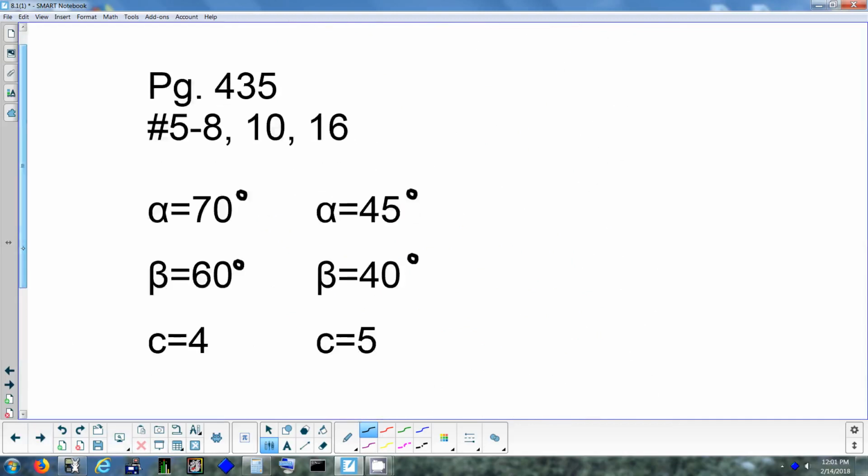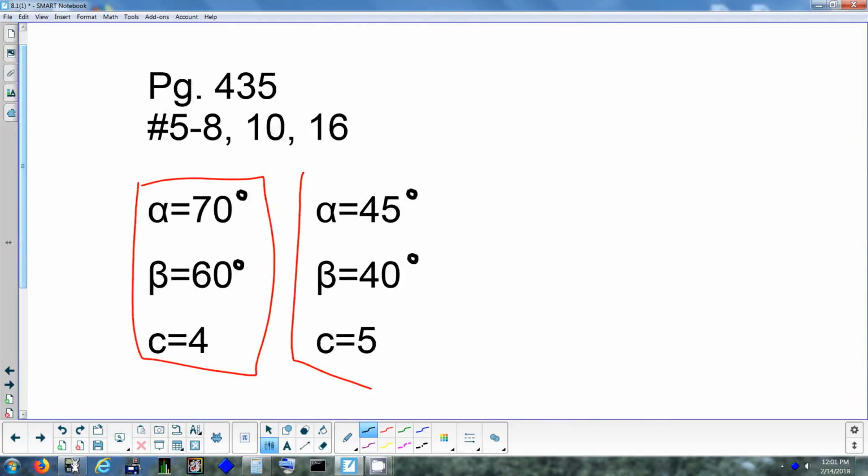Alright, so homework tonight on page 435 is 5 through 8, 10, 16, and these two questions. This is a separate question, that's a separate question. I'll put those in the video in case you forget to copy them, but you should copy those two down.